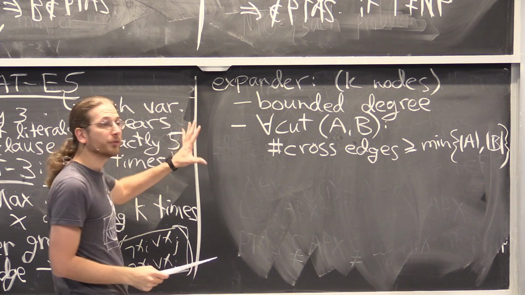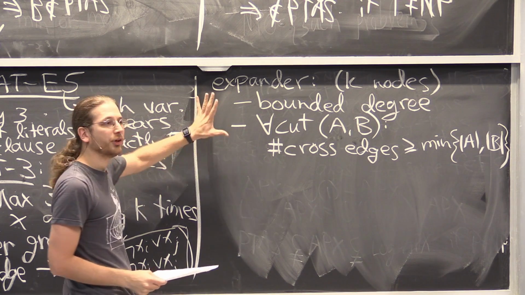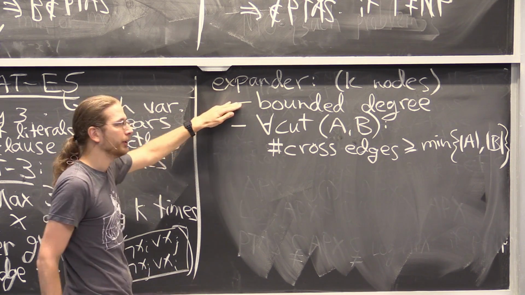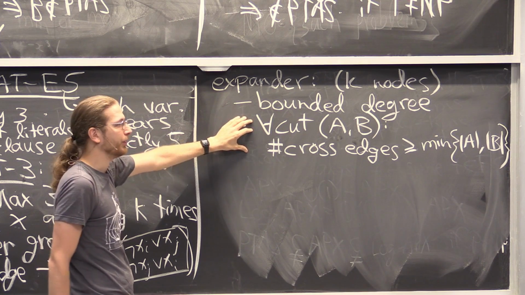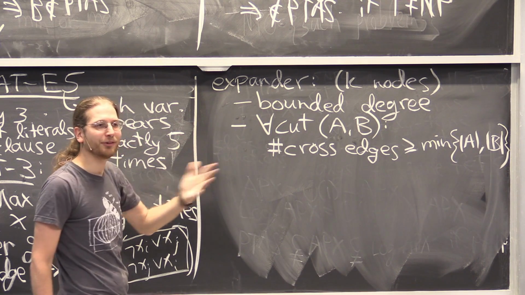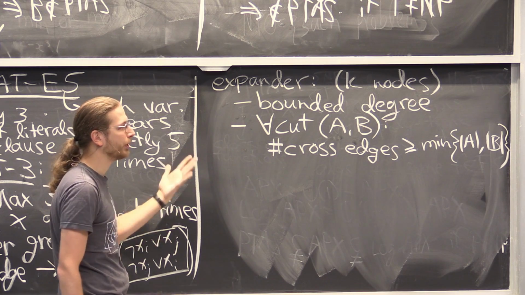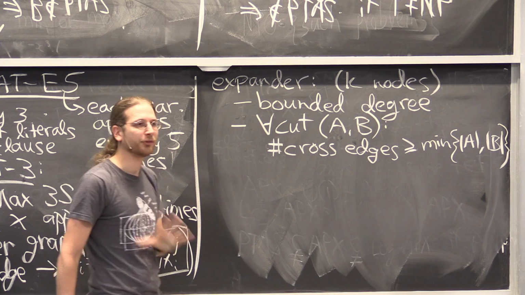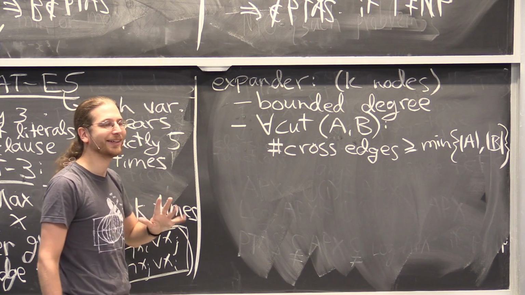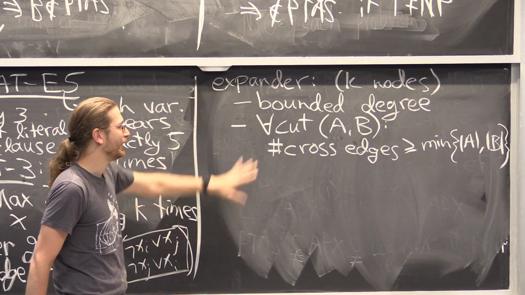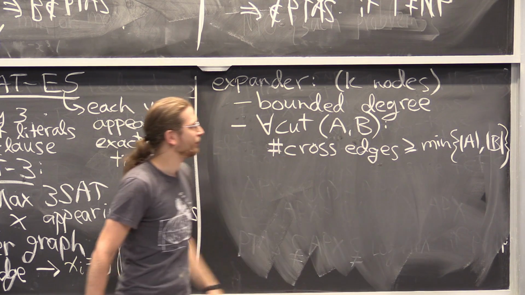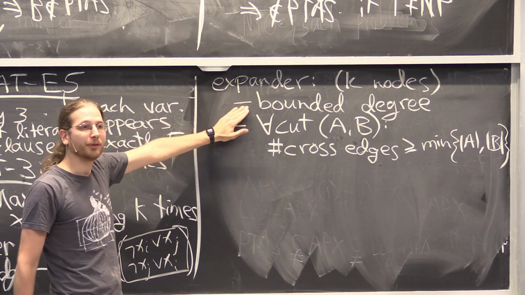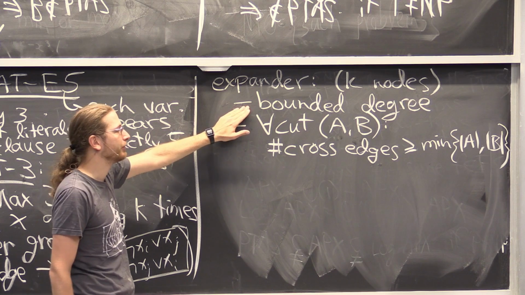Some intuition. Imagine a clique. Now, a clique is not bounded degree, but it has this property: if you look at any cut, there are a lot of edges between them. It's actually more like the product, but in particular, it's at least the min. So you can think of the expander as a sparse clique. It's cliquey enough in this sense, which we'll see is the property we want, but it has bounded degree, therefore a linear number of edges, so it's very sparse.